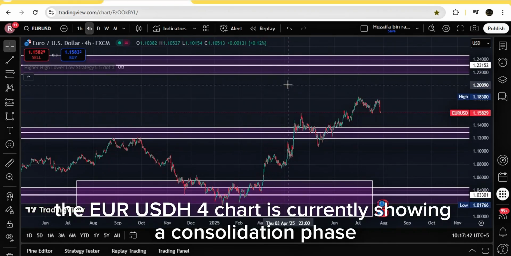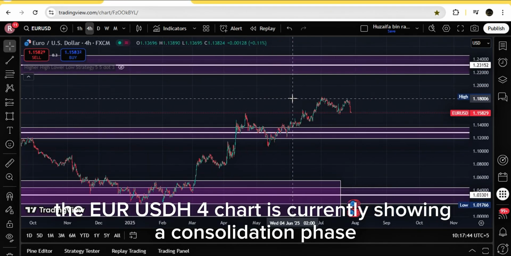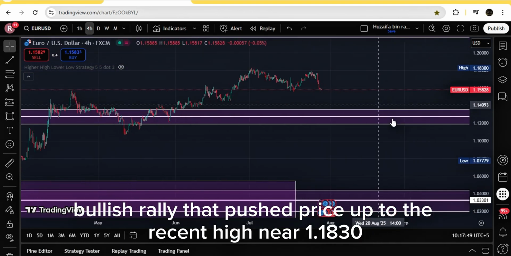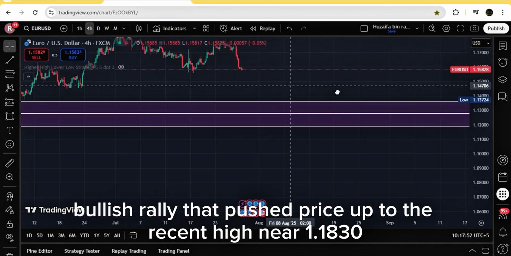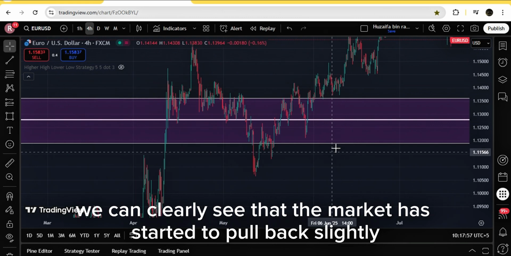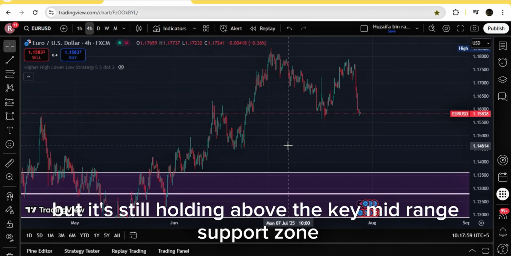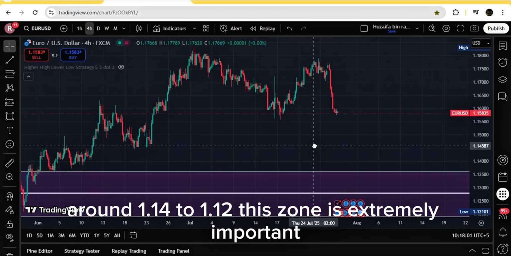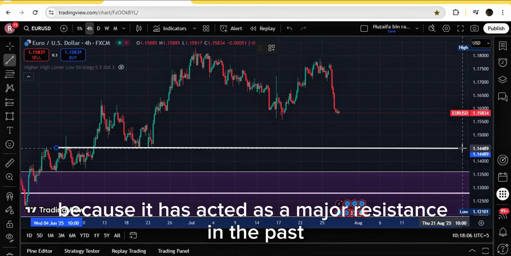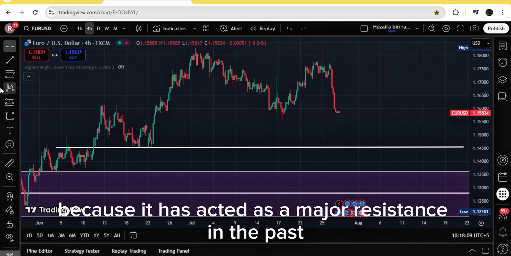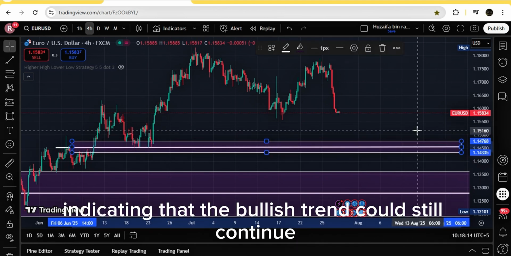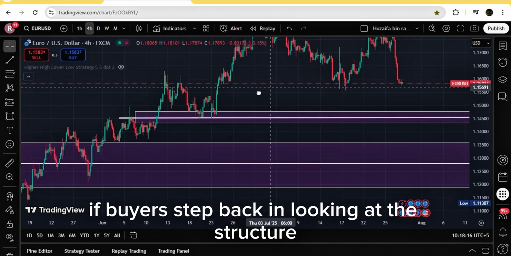The EUR USD H4 chart is currently showing a consolidation phase after a strong bullish rally that pushed price up to the recent high near 1.1830. We can clearly see that the market has started to pull back slightly, but it's still holding above the key mid-range support zone around 1.14 to 1.12. This zone is extremely important because it has acted as a major resistance in the past and has now turned into a support level, indicating that the bullish trend could still continue if buyers step back in.